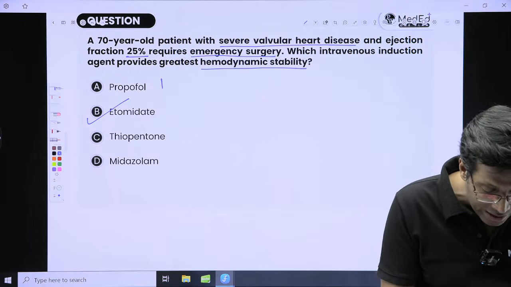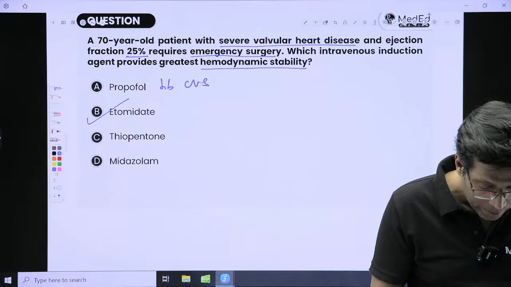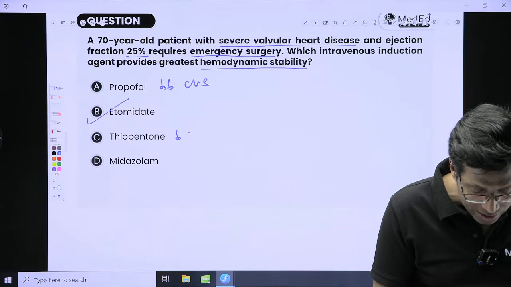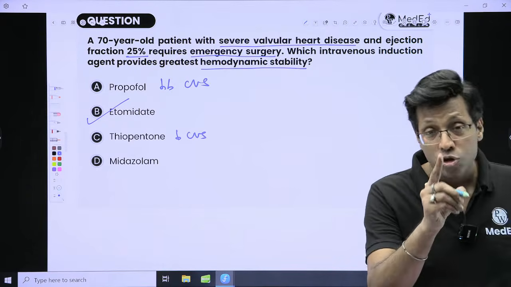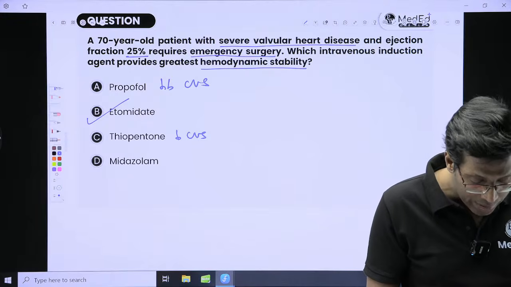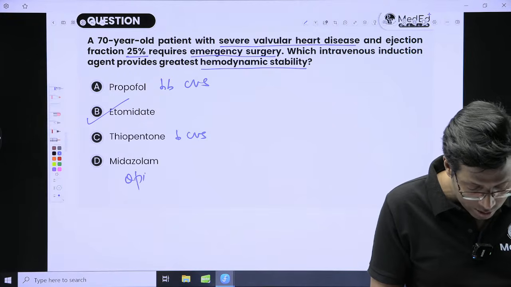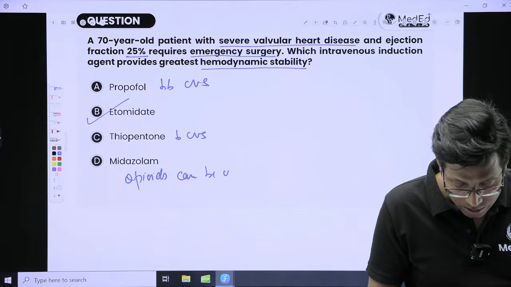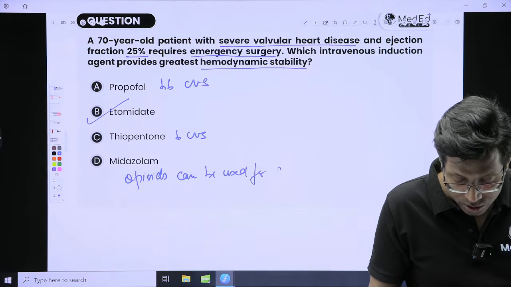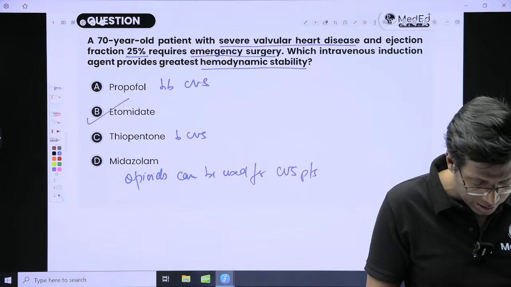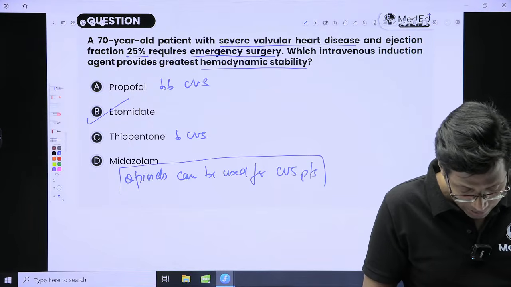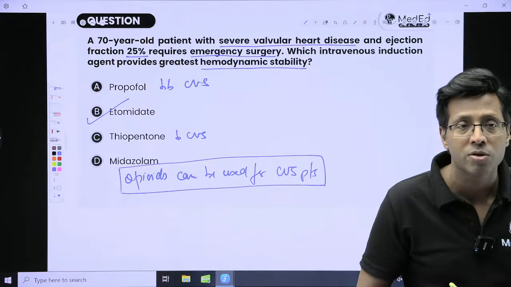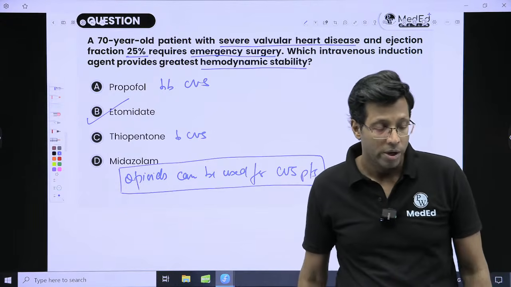We wanted hemodynamic stability. The answer is etomidate. Propofol would have decreased the CVS, right? Propofol, thiopentone also slightly decrease. Midazolam can also be used, guys, remember, but more than midazolam, it is opioids. Some books have mentioned opioids can also be used for CVS patients. Remember this point. This has normally been asked in INI CET, not in NEET PG, but this question has been asked there also.